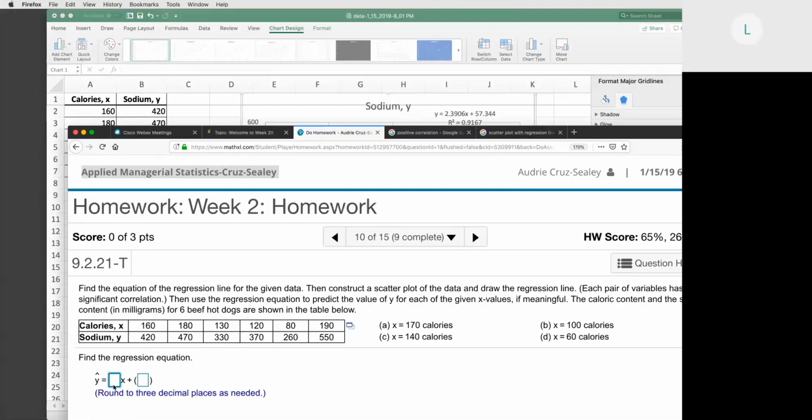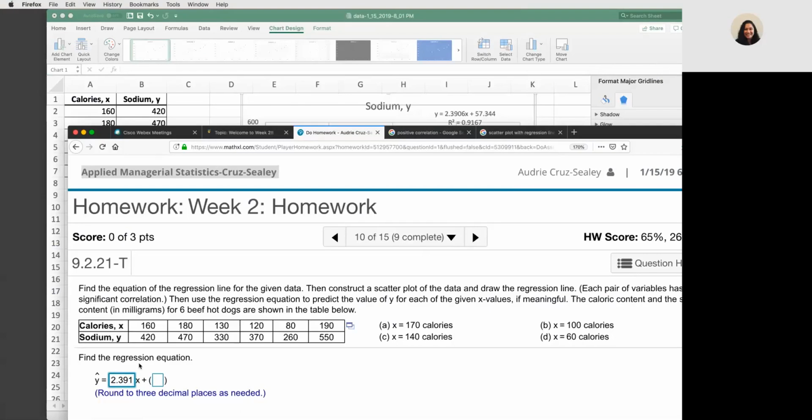You could just keep it as 2.39. I would have to have a number after it, because it has to be 3 decimal places. Well, the number after the 0 is a 6. So because the number after the 0 is a 6, you actually have to round up. So this would be 2.391.